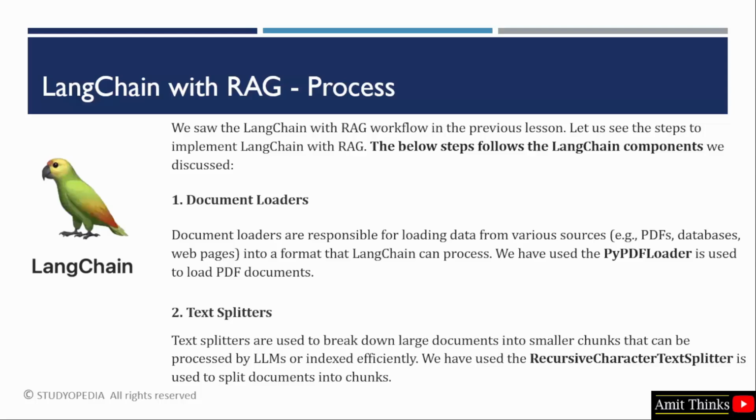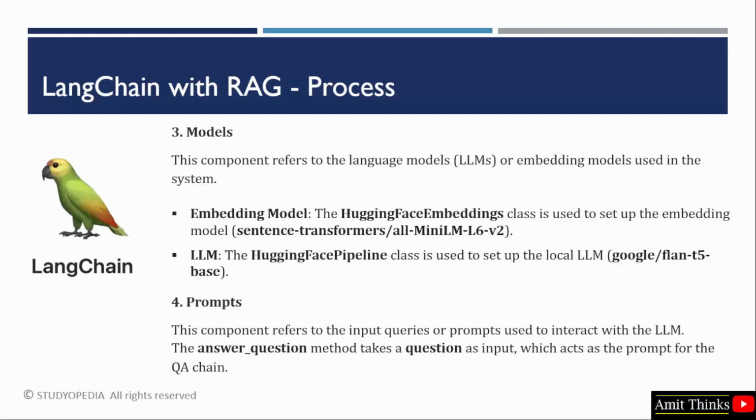First was document loaders. These were responsible for loading data from various external sources, like uploading a PDF or multiple PDFs, databases and others. So for that, in our code, we will use the PyPDF loader to load PDF documents. Then comes your text splitters. In this, we break down the large documents into smaller chunks so that they can be processed by LLMs. For this, we have used the recursive text splitter to split documents into chunks. Then comes models.